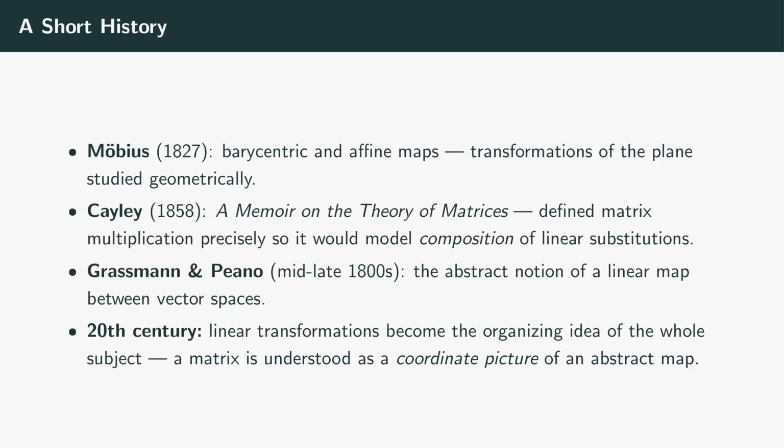Around the same era, Hermann Grassmann and later Giuseppe Peano developed the abstract idea of a linear map between vector spaces, free of any particular coordinates. And over the 20th century, this became the organizing principle of the entire subject. We no longer think of a matrix as primarily a grid of numbers. We think of it as the coordinate picture of an abstract linear transformation. The function came first. The numbers are just its shadow in a chosen basis.